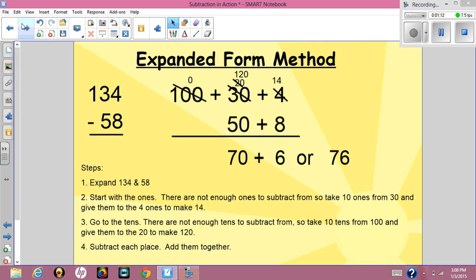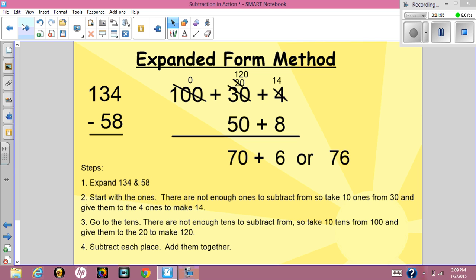The expanded form method. In our 4 methods, we're going to use the same equation, 134 subtract 58. So we will be kind of familiar with that equation at the conclusion of these 4 methods. So the first thing we do is we take 134 and 58 and we expand them to expanded form. So with 134 we have 100 plus 30 plus 4. With 58 we have 50 plus 8.